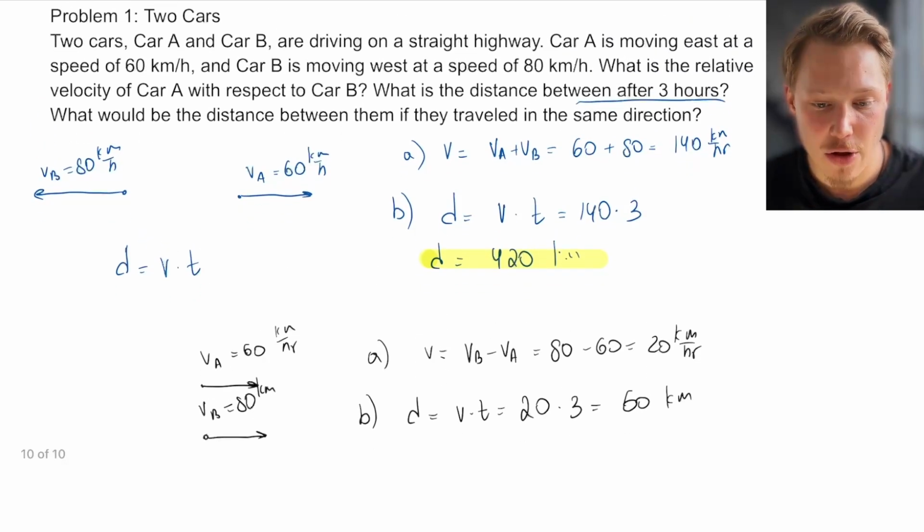Great. Now that you know how to solve relative velocity problems, you can practice these problems on your own.